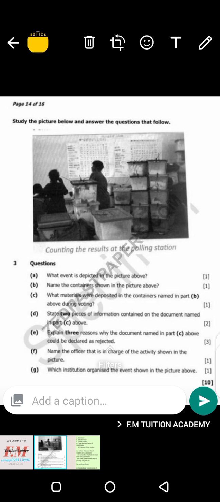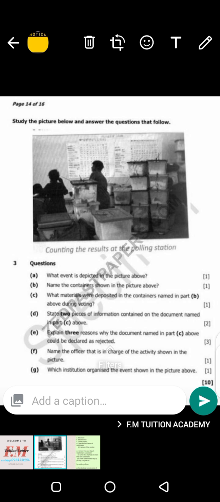Okay. Question E. Explain 3 reasons why the document named C can be rejected. What leads to the rejection of the ballot paper? When a ballot paper has no official mark, it is rejected. Okay? Because each ballot paper should have the official mark. Once a ballot paper has no official mark, it is rejected.